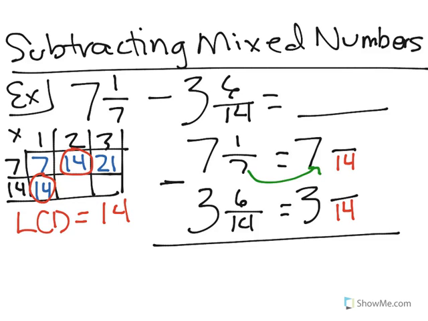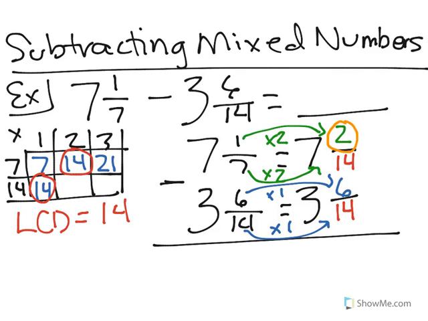So 7 times 2 is 14. 1 times 2 is 2. 14 times 1 is 14. 6 times 1 is going to be 6. Now the third step says to subtract, but I see I have a problem. The problem that I have is that I cannot take 6 away from 2. So that tells me I need to regroup. So we're going to go ahead and regroup on the next thing.